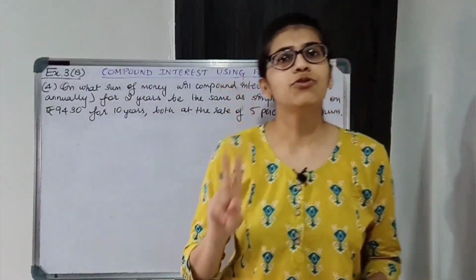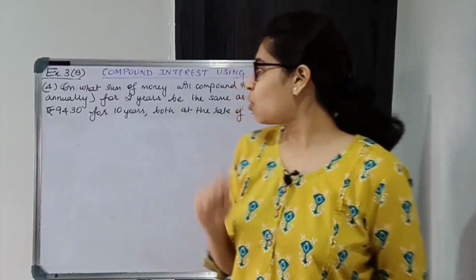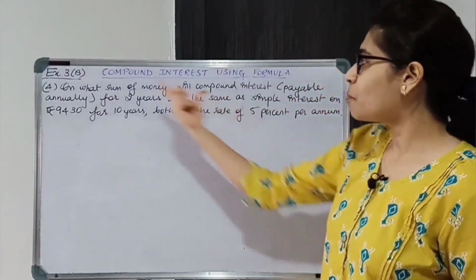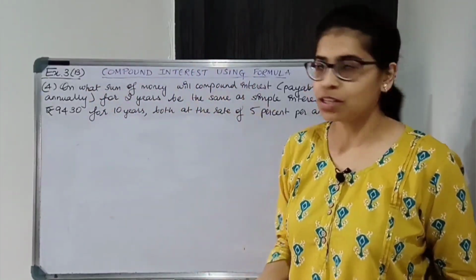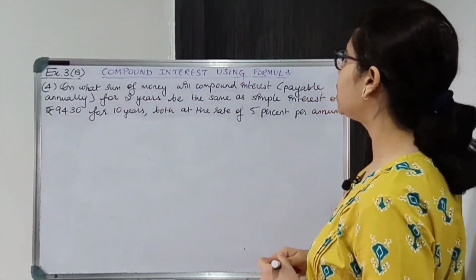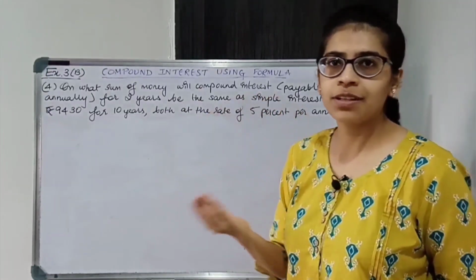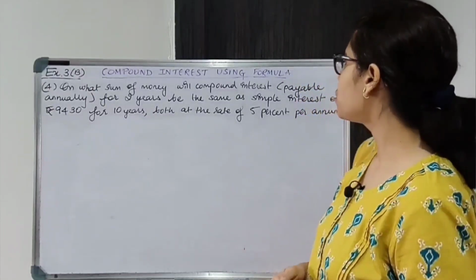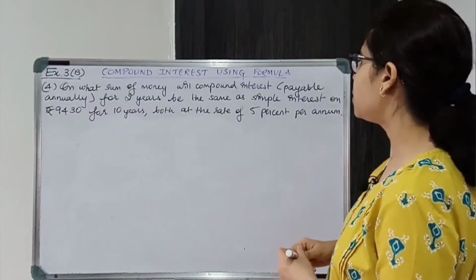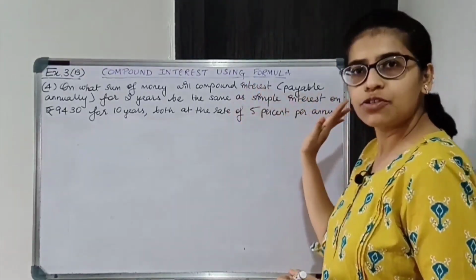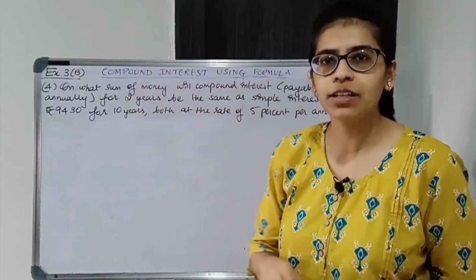Now there are two interests over here. One is simple interest, another one is compound interest. So on what sum of money are you asked? Sum of money is nothing but principal. So on what sum of money will compound interest payable annually, that is per annum, for 2 years be the same as simple interest. So forget simple interest for now, let us focus on compound interest.